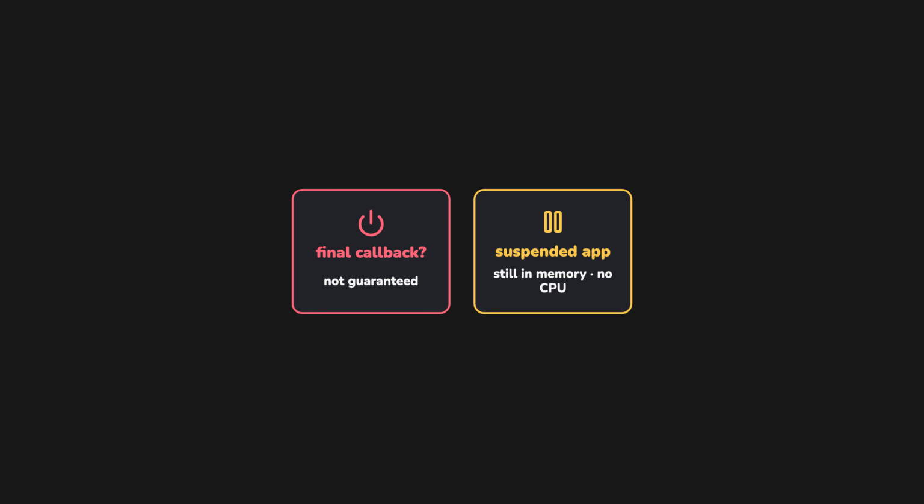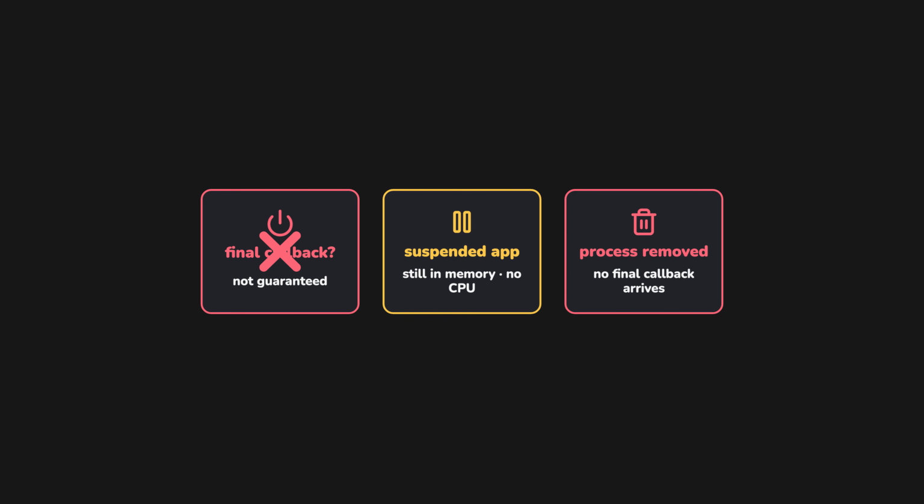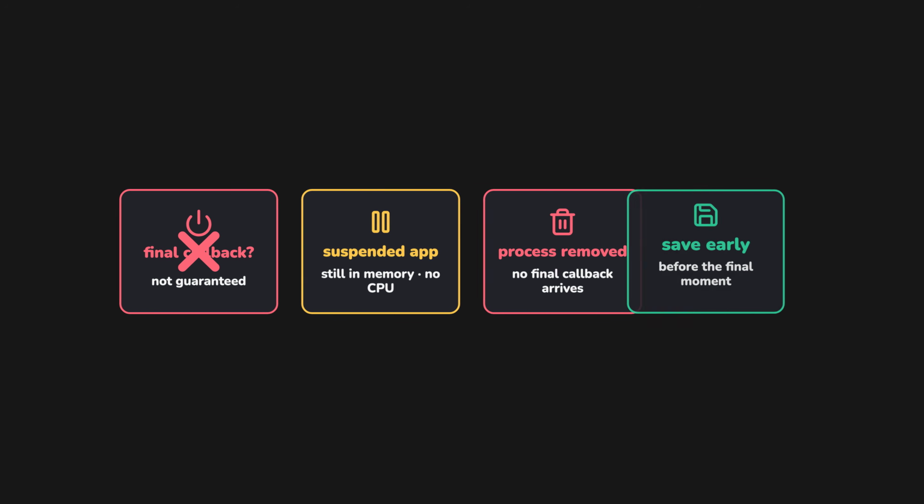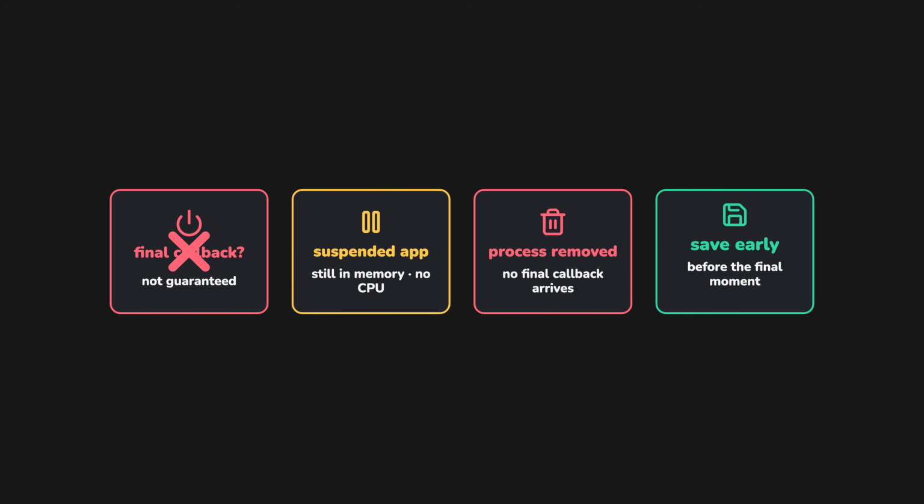This also helps explain why waiting for termination is unsafe. UIKit provides an application termination callback in some circumstances, but a suspended app can be removed without receiving the final moment developers hope for. Important data should be saved before that point, ideally as it changes and certainly when the scene moves away from active use.